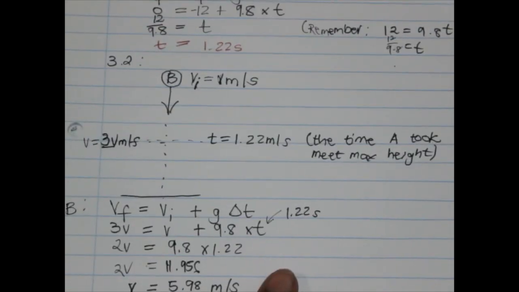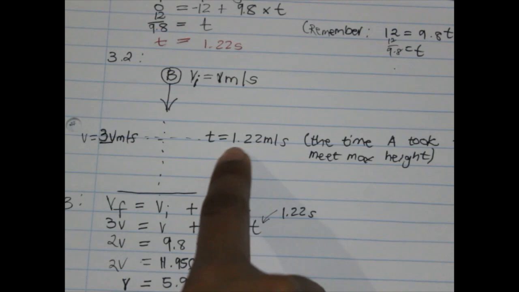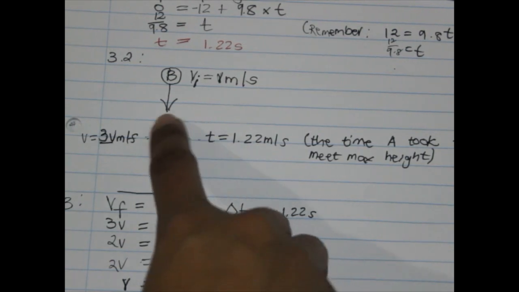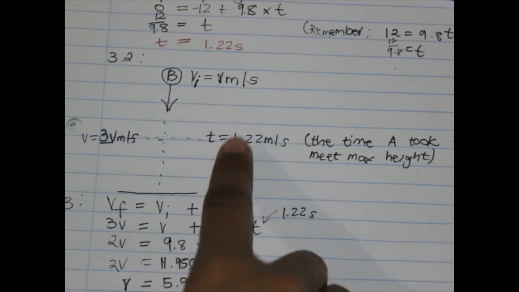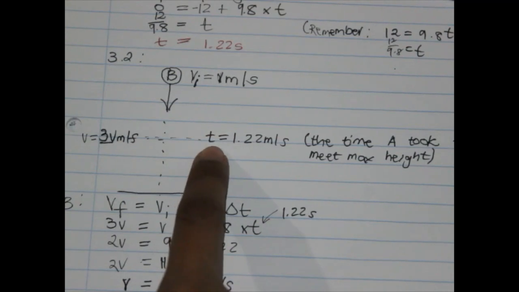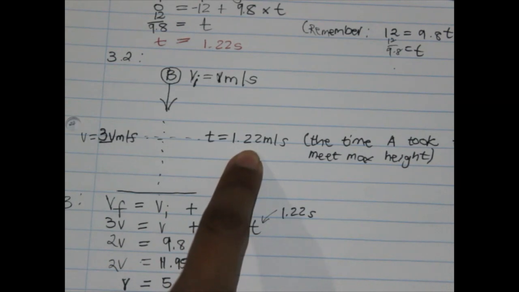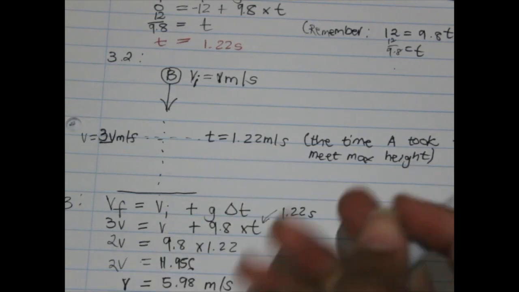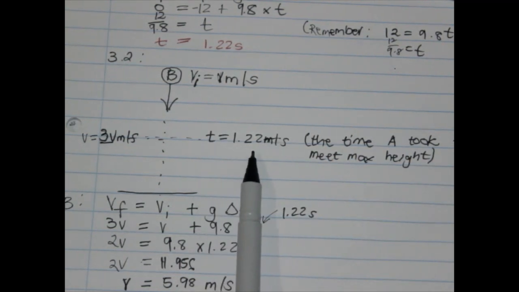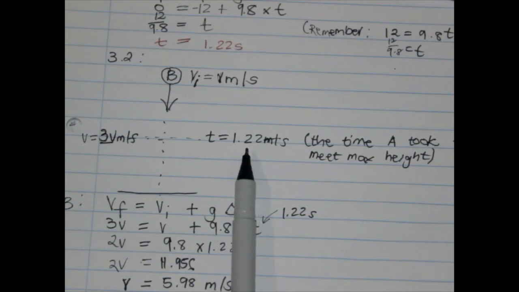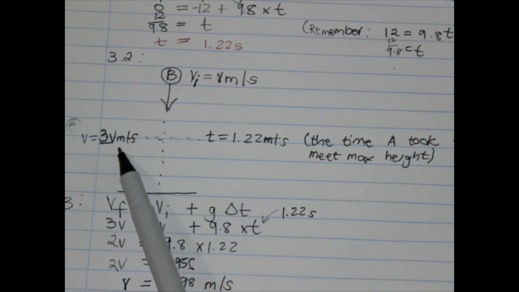We know that it took A 1.22 seconds to reach its maximum height. And in that time, B started off traveling at v meters per second. And at the point when A reached its maximum height, which is t equal to 1.22, this should actually be seconds. So when the time reached 1.22 seconds, that indicates that ball A reached its maximum height. At this point, ball B was then 3v meters per second.